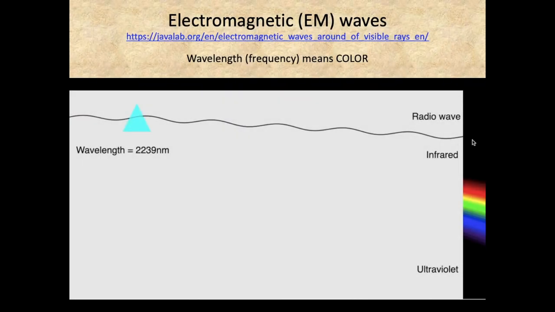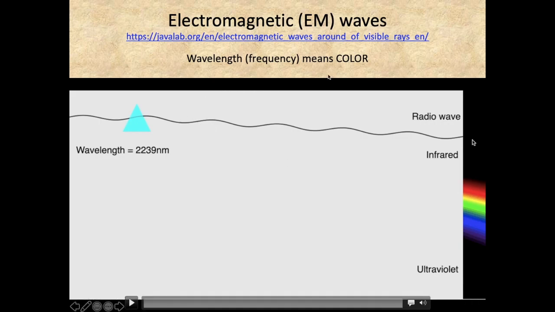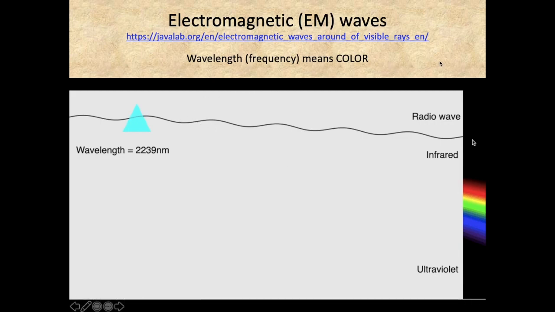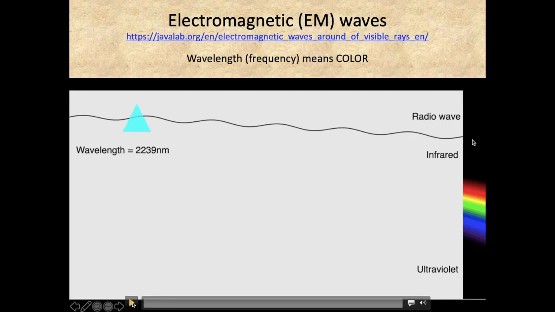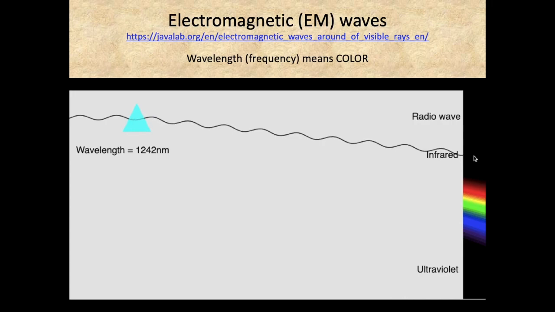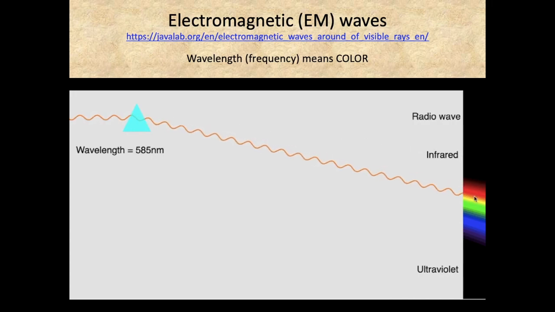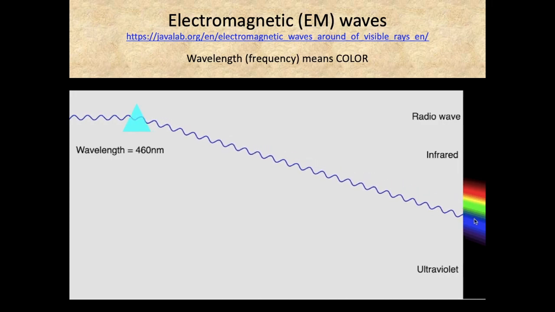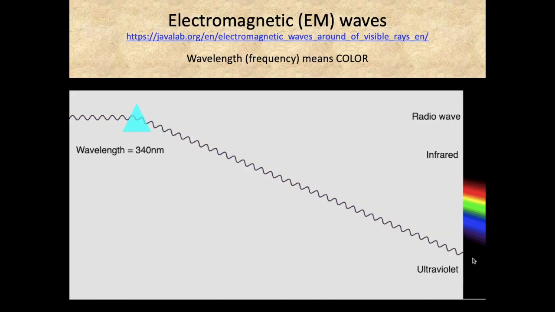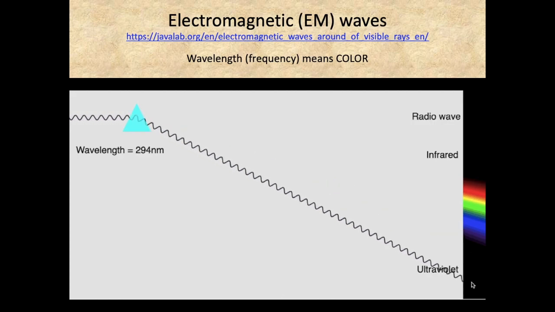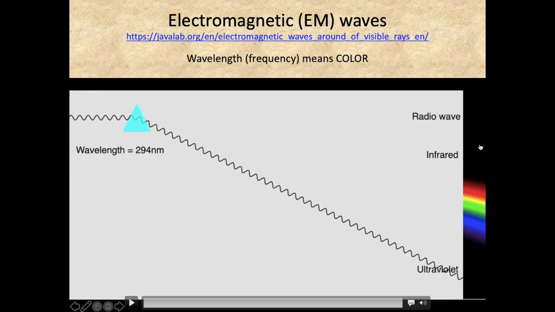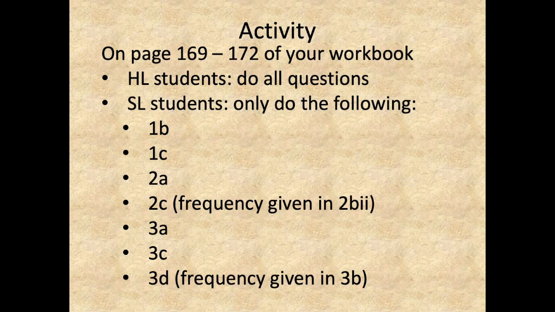Now, I want to show you what frequency or wavelength means in terms of electromagnetic wave. Remember, frequency means pitch for sound. For light, it means color. You should see that all these waves are traveling at the same speed, but moving from radio to ultraviolet, the wavelength is decreasing. So that's it for this lesson.